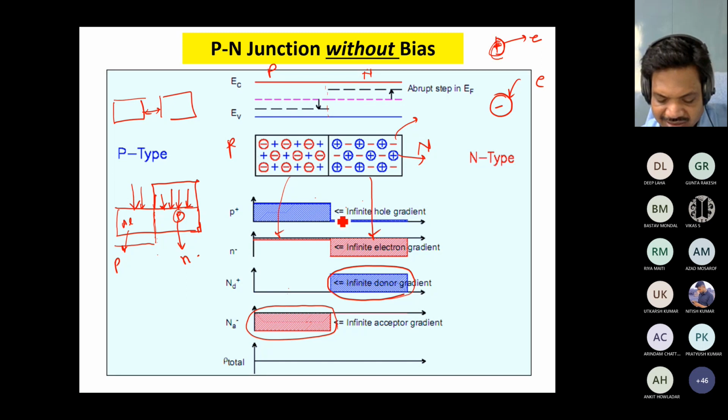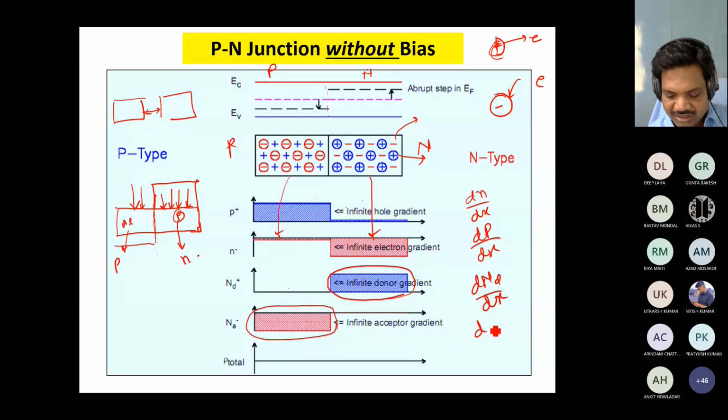So what does it indicate? It indicates an infinite hole gradient, infinite electron gradient, infinite donor atom gradient, and infinite acceptor atom gradient, just at the junction. Gradient means the change in the concentration of such particles, say dn/dx, dp/dx, dNd/dx, dNa/dx, just at the junction. Are you getting it?